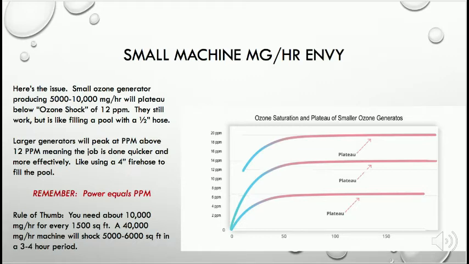And you'll find a lot of the small machines out there claiming they can treat 4,000 and 5,000 square foot areas. They can, but because they plateau at a lower level than the shock value, even though they might claim that they can do ozone shock, that's misleading. They're actually plateauing, and it takes them longer to do the job than more substantial machines.